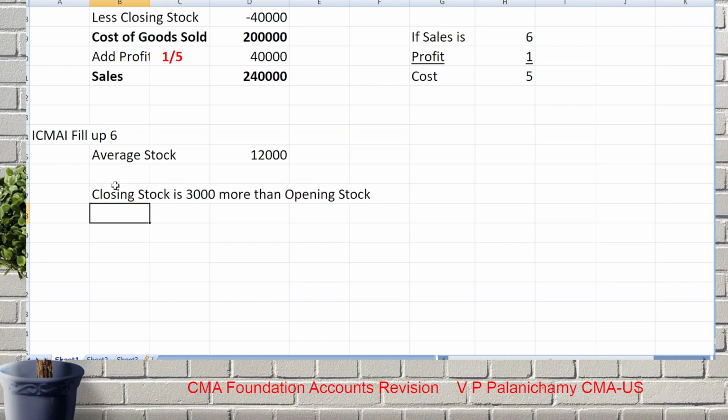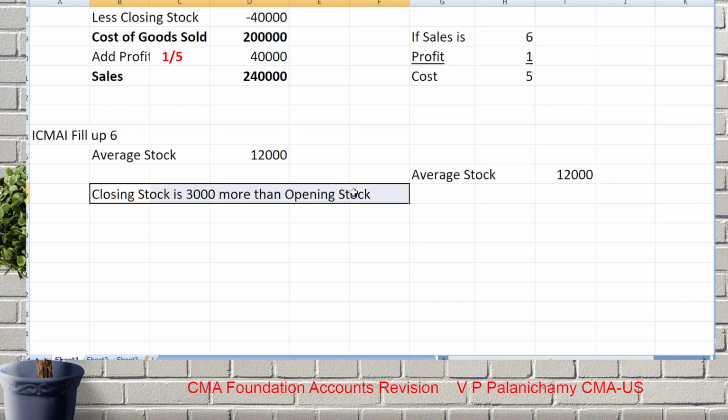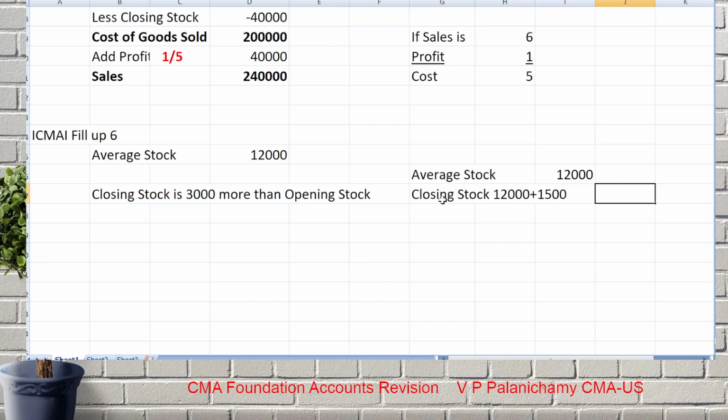Opening stock. We know average stock is equal to opening stock plus closing stock by 2. What is the average stock given? 12,000. The total difference from opening to closing is 3,000. Cut the difference into 2. So closing stock will be 12,000 plus 1,500, which is 13,500. Opening stock will be 12,000 minus 1,500, which is 10,500.